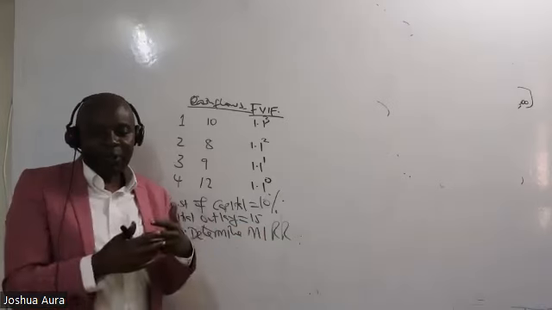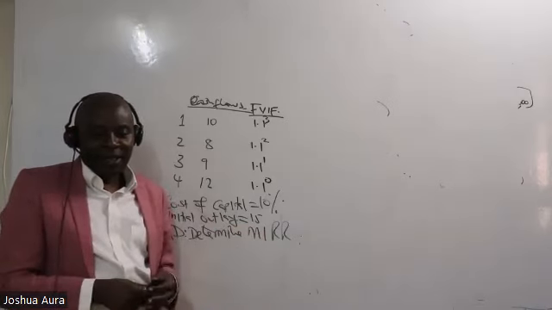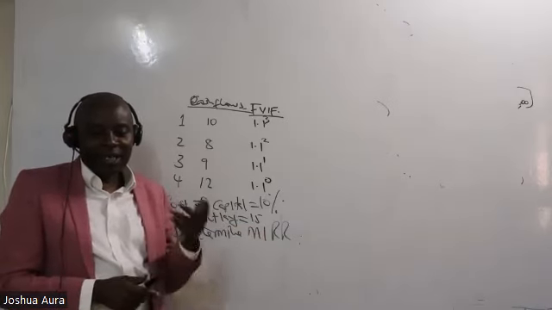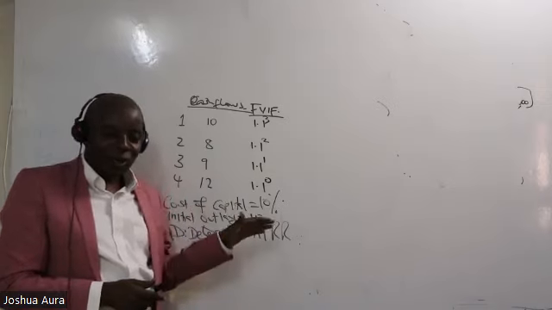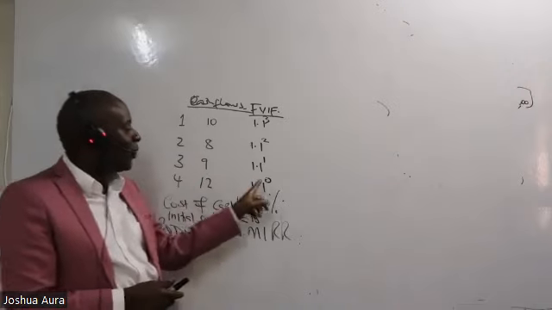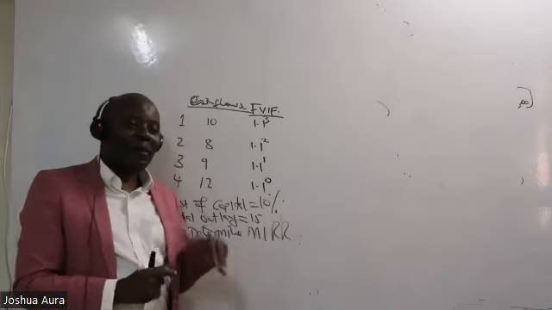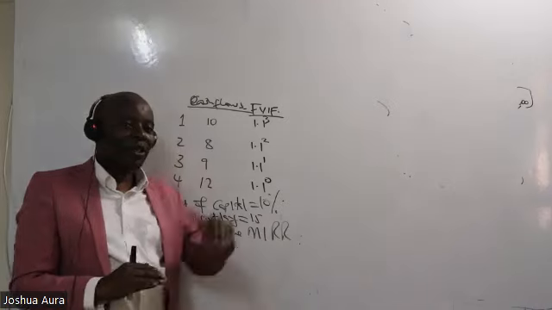Hakuna haja ya explanation nyingi. Tukiexplain zaidi, mtaanza kusema sisi ni waongo. So the best ni kujua kwamba unaanza na 0. Ni bottom up and we are starting from 0. And then you go up like that.